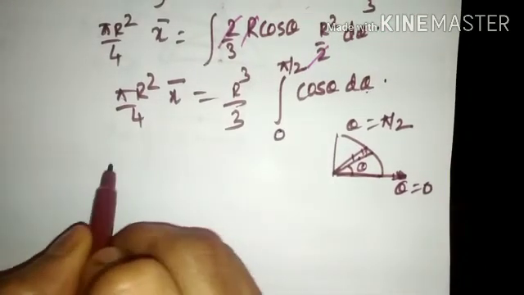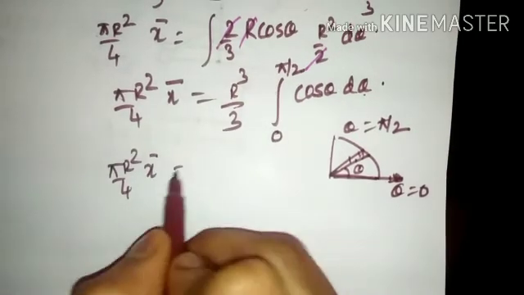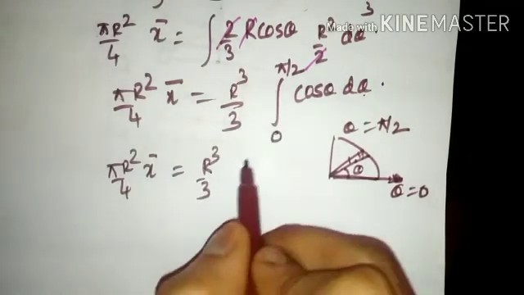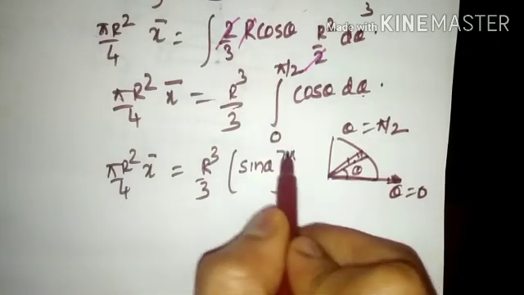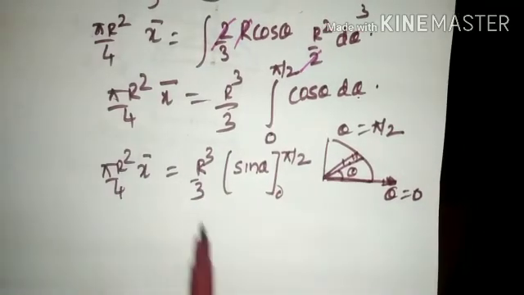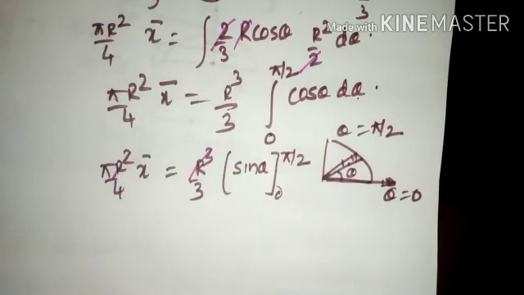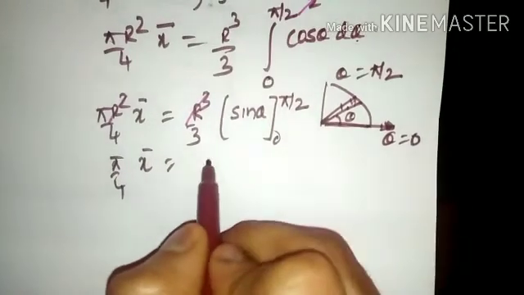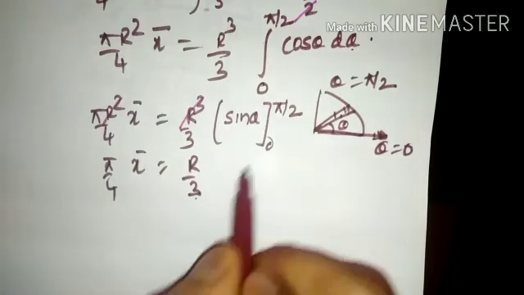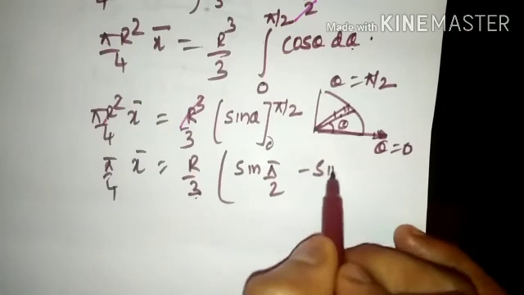Solving this, it would be pi r square by 4, the left side term as it is, x bar, r cube by 3. Then the integration of cos theta would be sine theta from 0 to pi by 2. Simplifying here, r square on the left hand side and r cube on the right hand side cancel. As a result, pi by 4 x bar is equal to r by 3, then sine of theta: substitute sine of pi by 2 minus sine of 0.